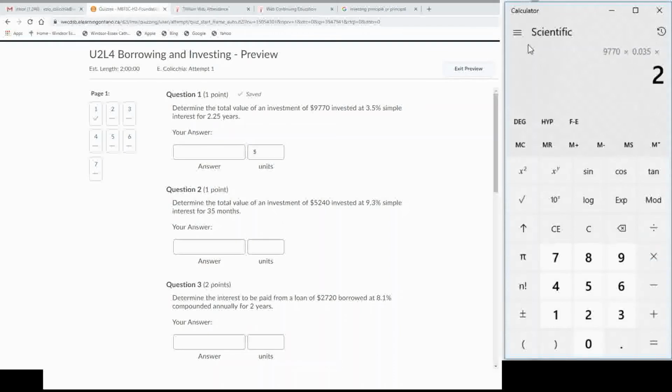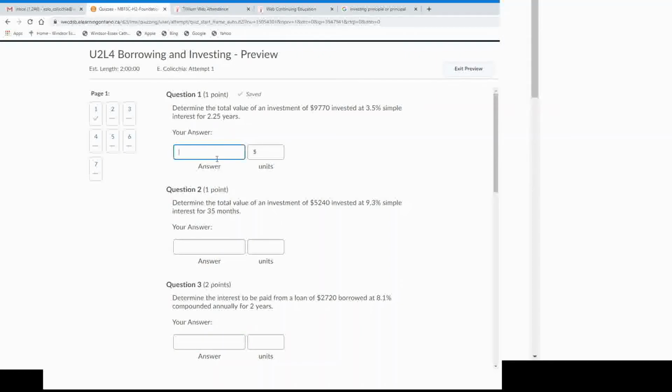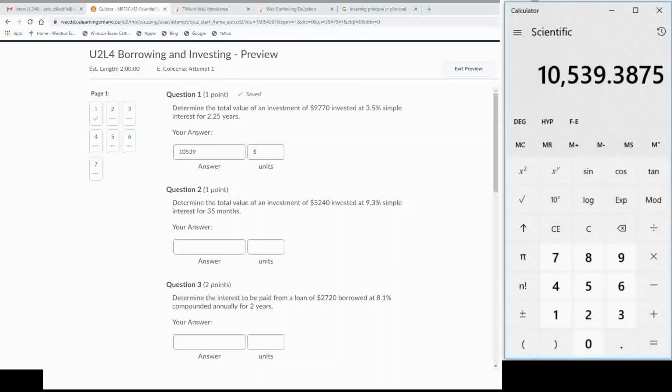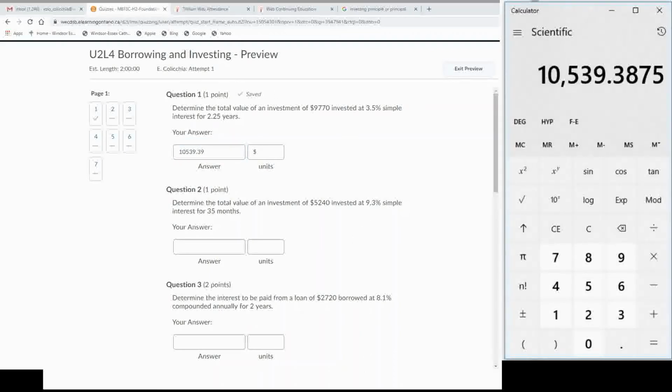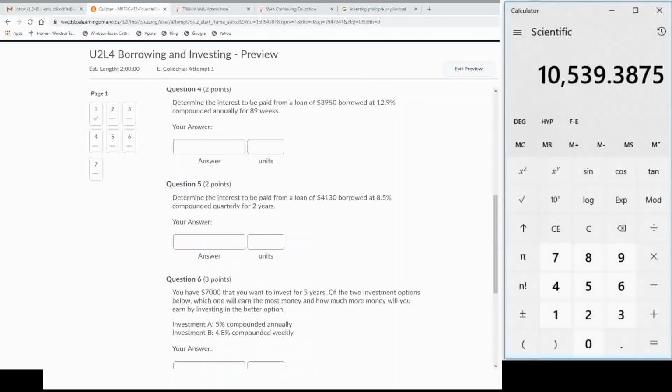It's 3.5% simple interest for 2.25 years. This is the interest. I have to add to that the initial investment, and then I would put this value in: 10,539.3875. Oh, sorry, 0.39. So that's how I would be answering these questions. Again, accurate to the nearest penny. Question 2 and 3 are sort of the same.